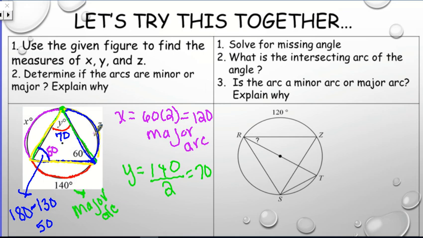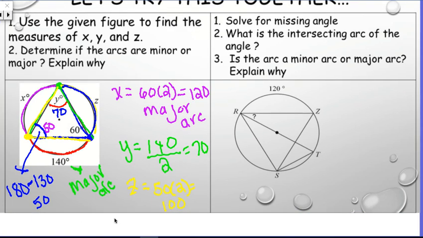And now its intersecting arc, which is Z. Since this vertex lies on the circle, that yellow is an inscribed angle. So if this inscribed angle is 50, then the intersecting arc is going to be double that. So that means Z equals 50 times 2, which is 100. Well, not a major, but that's a minor arc because it's less than 180. Okay, so we solved all of that problem.